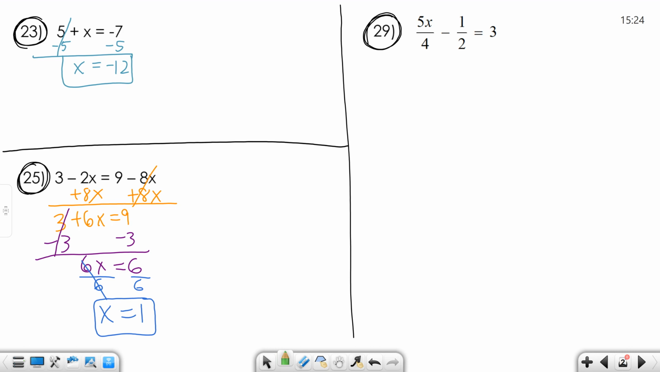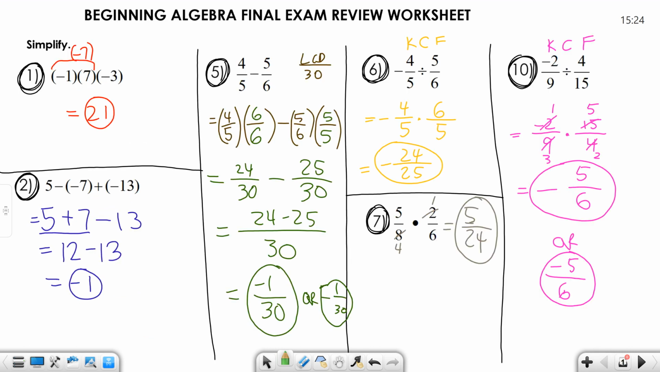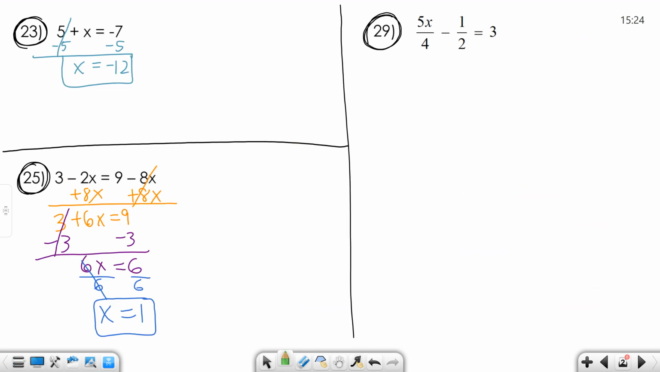When you have an equation, I want to go back and look at something. Was anything on this screen an equation? No. Why? Because nothing on this page had an equal sign in it to start with. These were all expressions. We were simplifying expressions. Over here, we're solving equations. I didn't put that on here. It's in the directions on the worksheet that you're solving for x here, for the variable.